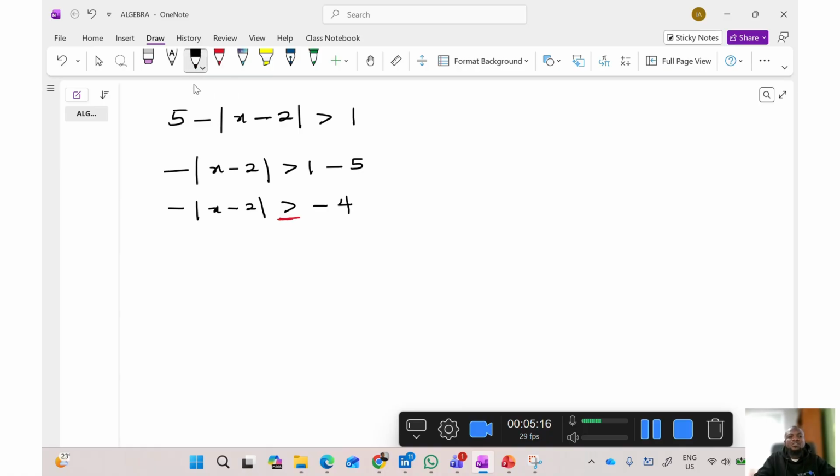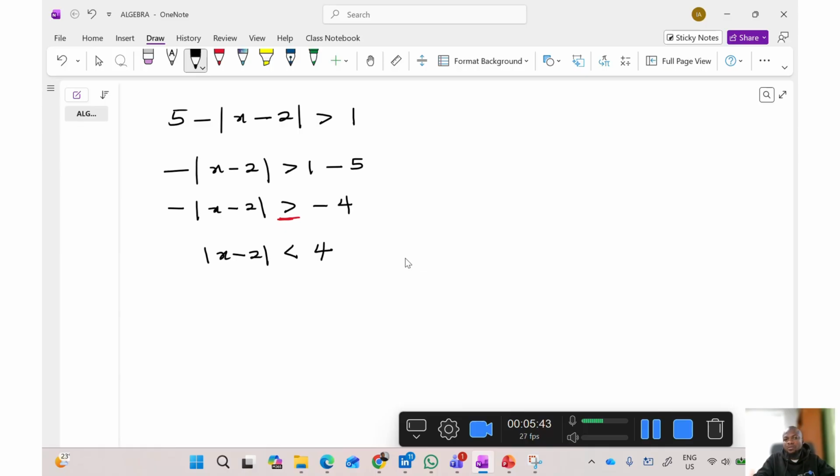So that means I can have this as the absolute value of x minus 2 less than 4, because I multiplied by minus on both sides. Whenever you are multiplying by minus on both sides of an inequality, or dividing by minus on both sides, that will affect the inequality sign. So you have to note that. So we have the absolute value of x minus 2 less than 4.